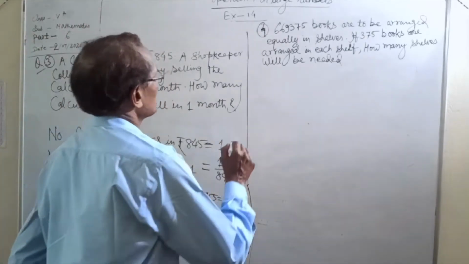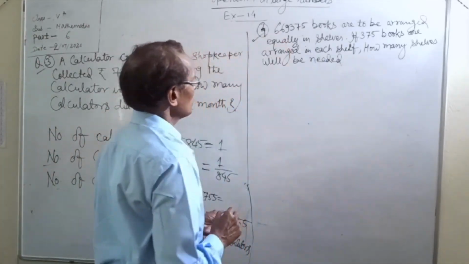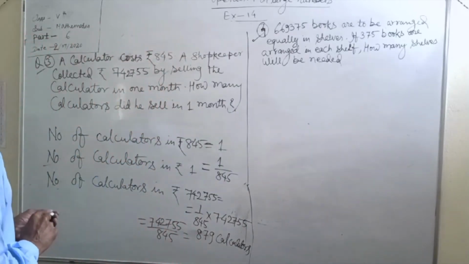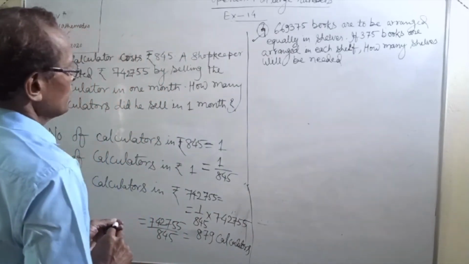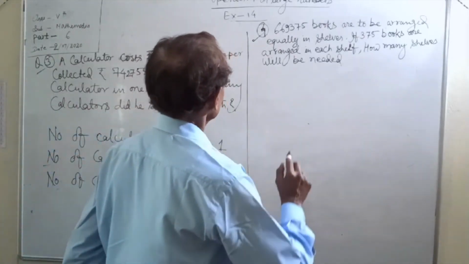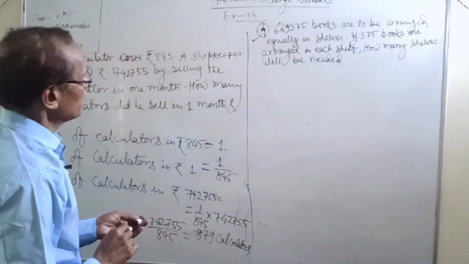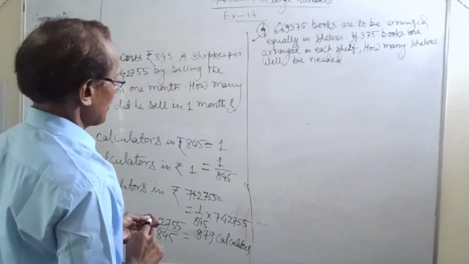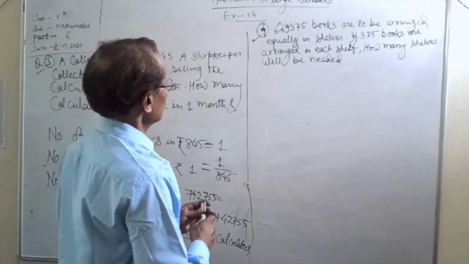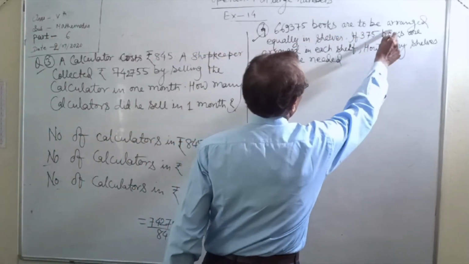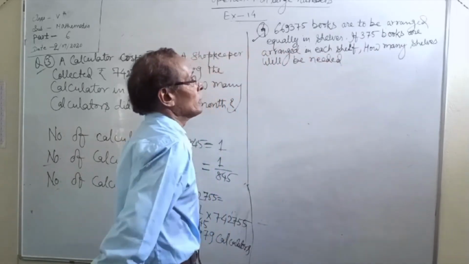Now come to the next question, question number 4. In the question number 4, 6,69,375 books are to be arranged equally in shelves.